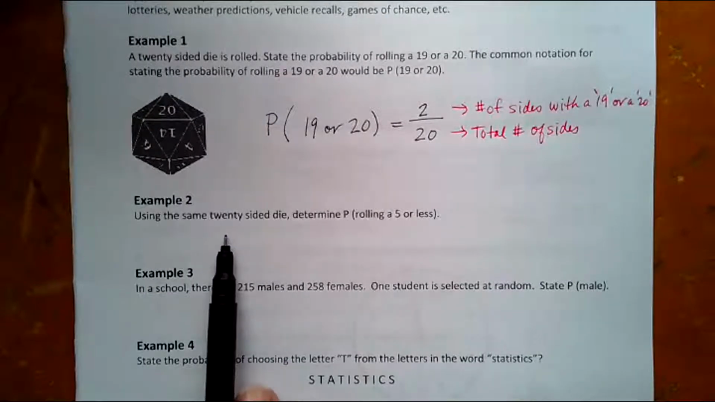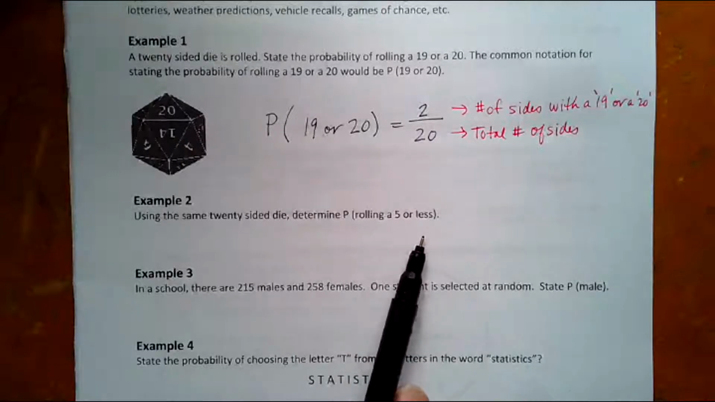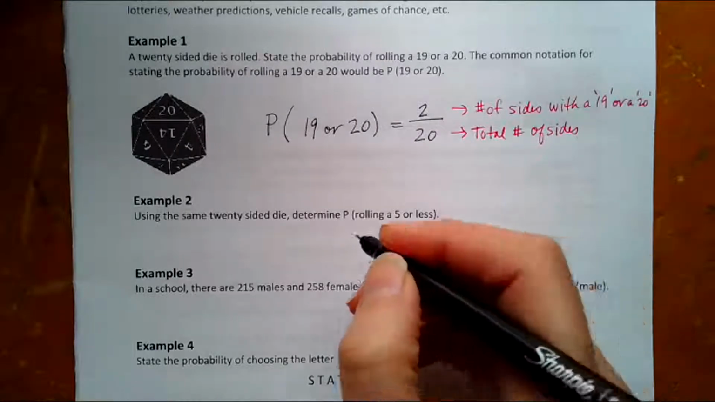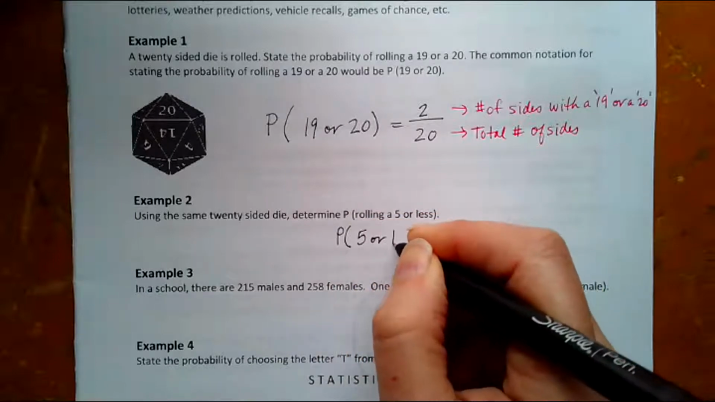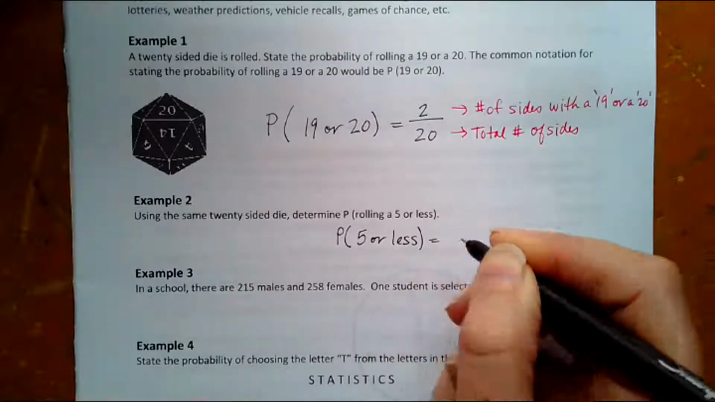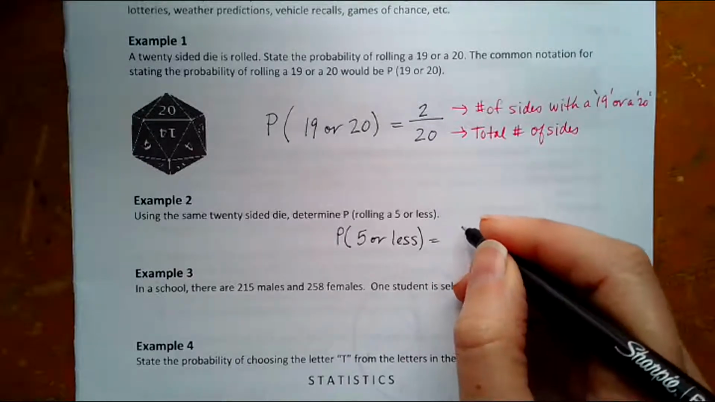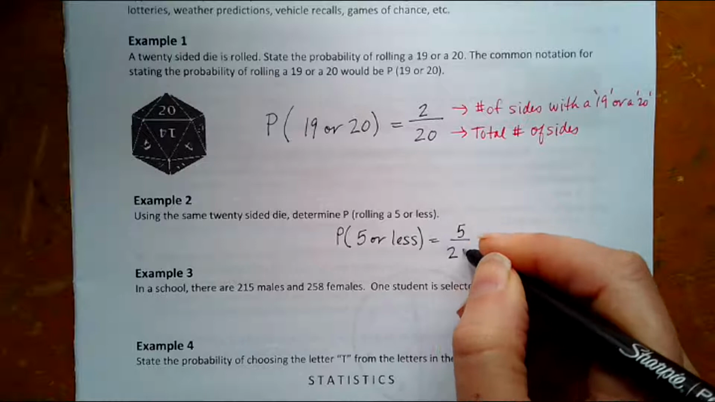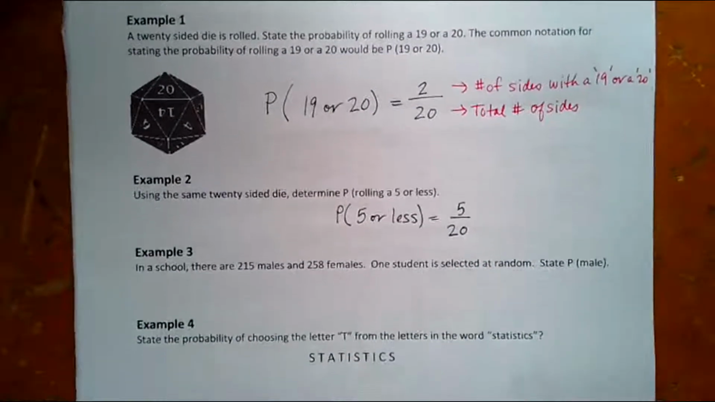Using the same 20-sided die, determine the probability of rolling a 5 or less. All right, probability of 5 or less than 5. Well, what does that give me? That gives me the digits 1, 2, 3, 4, or 5. So that would be 5 out of 20. And that's it. So pretty straightforward.